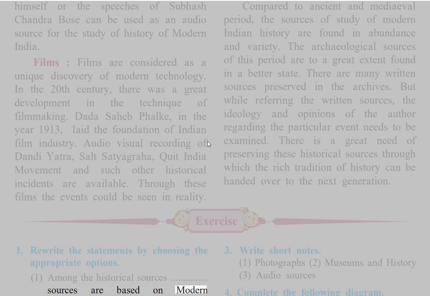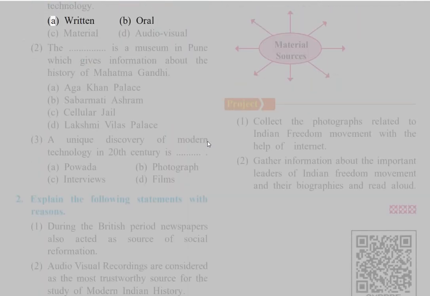sources are based on modern technology. A. Written. B. Oral. C. Material. D. Audiovisual. 2. The museum in Pune which gives information about the history of Mahatma Gandhi is A. Aga Khan Palace. B. Sabarmati Ashram. C. Cellular Jail. D. Lakshmi Vilas Palace. 3. A unique discovery of modern technology in the 20th century is A. Povada. B. Photograph. C. Interviews. D. Films.